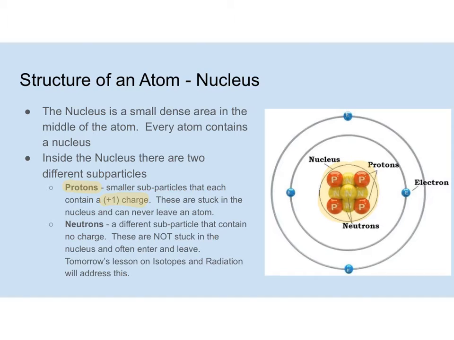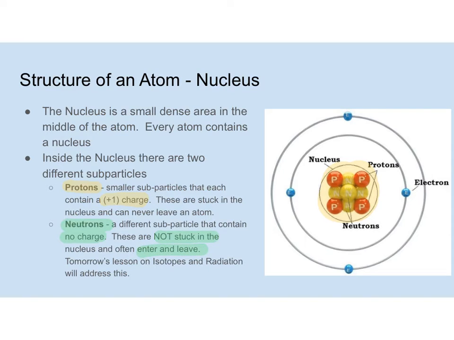The other thing inside there are neutrons. What are neutrons? They are a different subparticle that contains no charge. Protons are positive; neutrons don't have a charge at all. The other big difference is that they are not stuck in the nucleus, and they often enter or leave the nucleus.